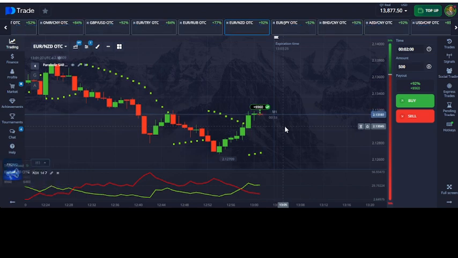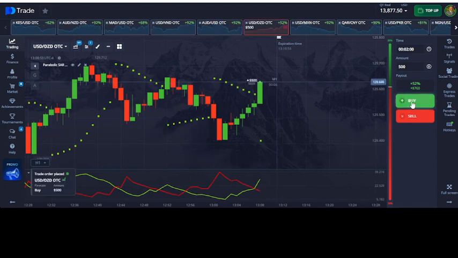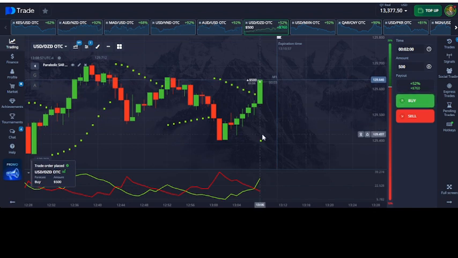Okay, so that trade was in the money. All right, so let me pause the video and look for one more setup. Okay, so I'm on USD DZD, and I'm going to go ahead and take a buy trade here.